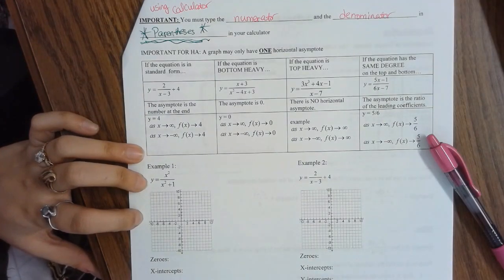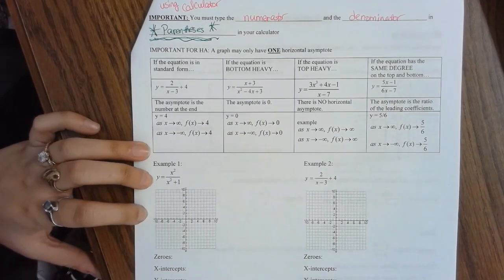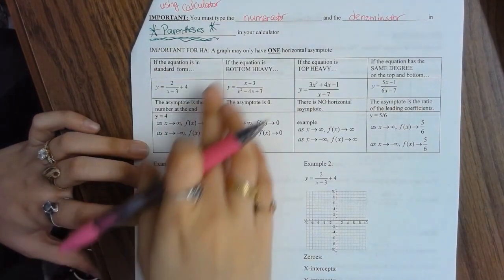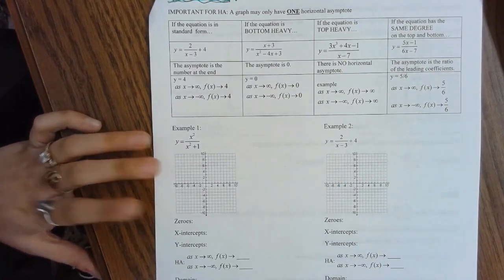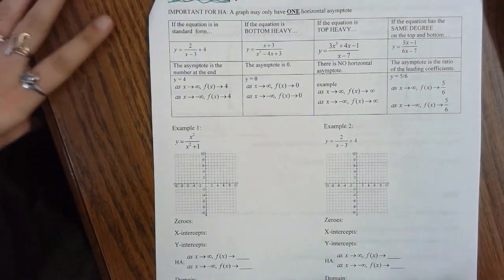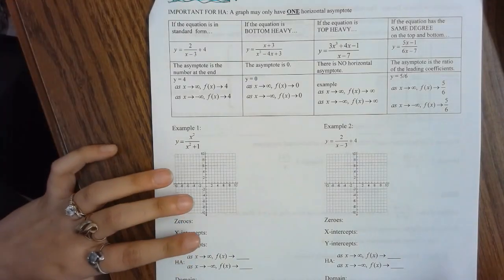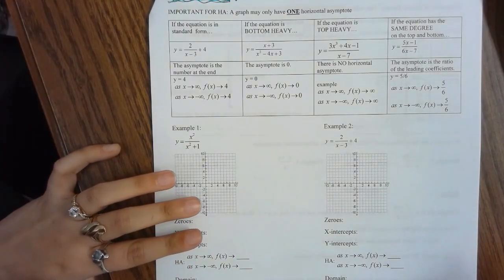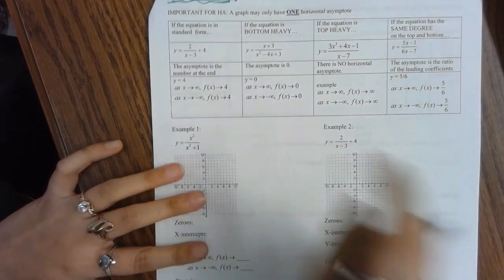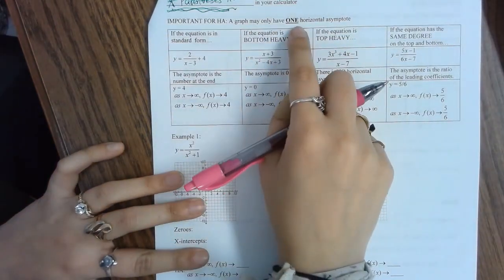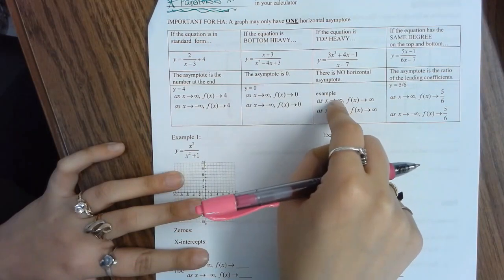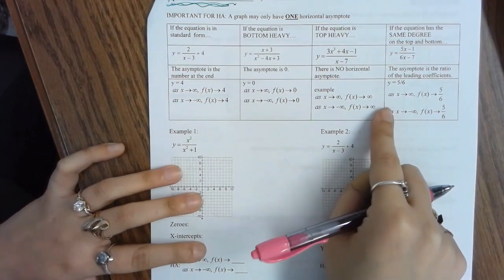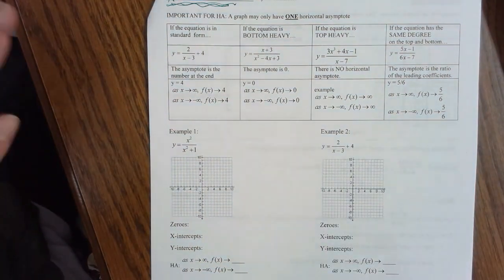Alright, so let's go ahead and look at this chart. For some of you, we said to cross this chart out, but depending on your teacher, that might not have been the case, so I'm going to go ahead and leave it. We have 4 cases of a horizontal asymptote. A graph can only have one though. So you either have this case or this case. You cannot have all of them or 2 of them. You got to pick one.